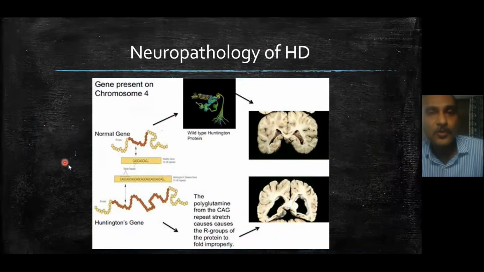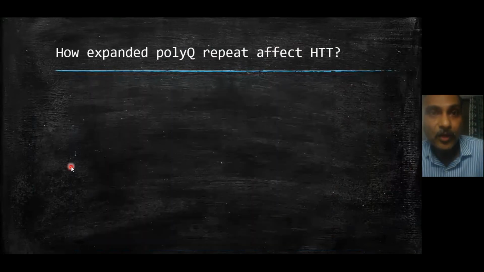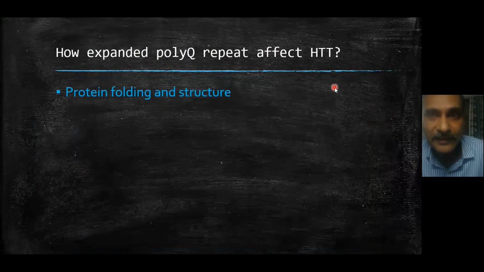Okay, so the question we have to ask is, how does this expanded polyglutamine tract affect the Huntington protein? These are the different things it can potentially affect. It can affect the protein folding and the structure of the protein overall. It can lead to aggregation of the protein, which is commonly seen in Huntington's disease.